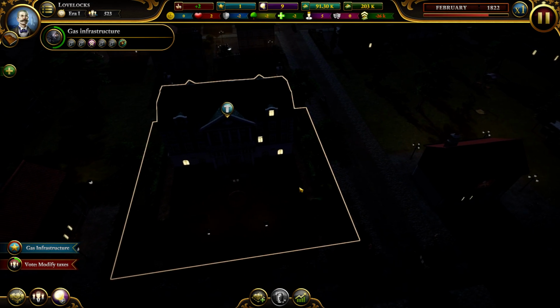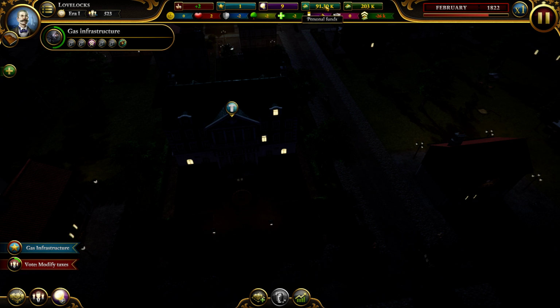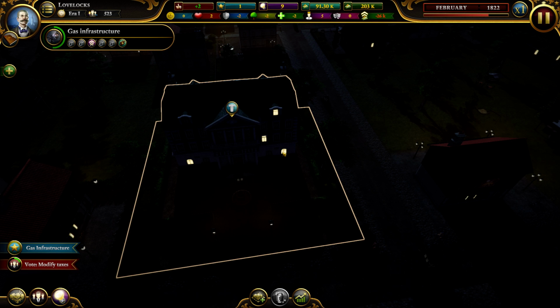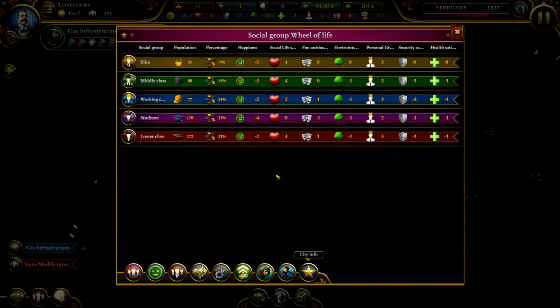And we used a bit of political pressure to make sure that got passed, because as you can see, we are running low on personal funds, so we're not gonna be able to fund this city forever. And finally, as part of the tutorial, we were about to take a look at city data. So let's do that. Social group Wheel of Life. So we've got different classes: the elite, middle class, working class, students, and lower class.